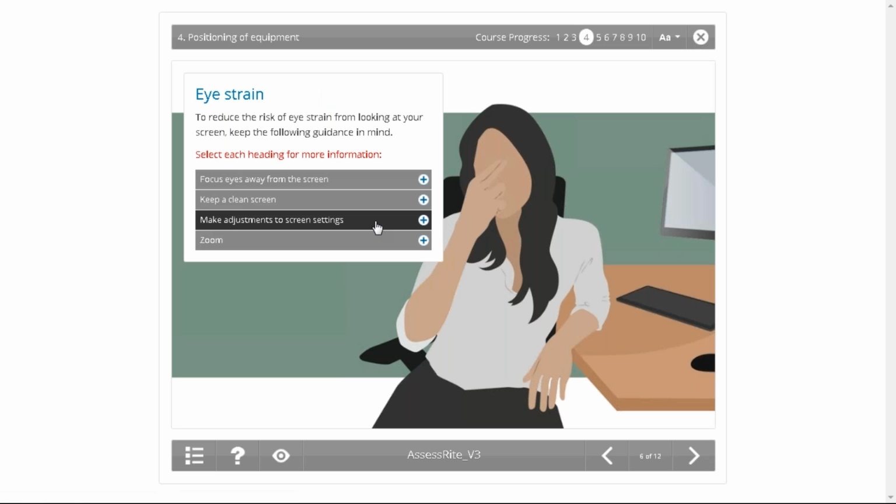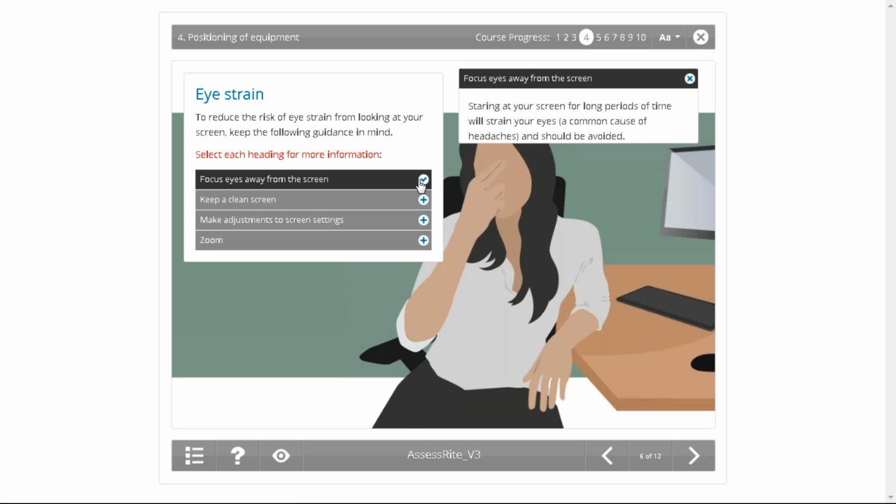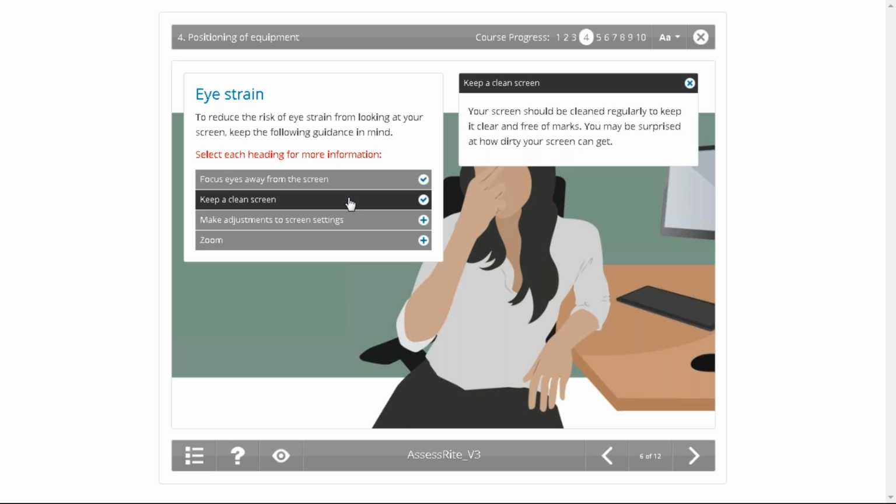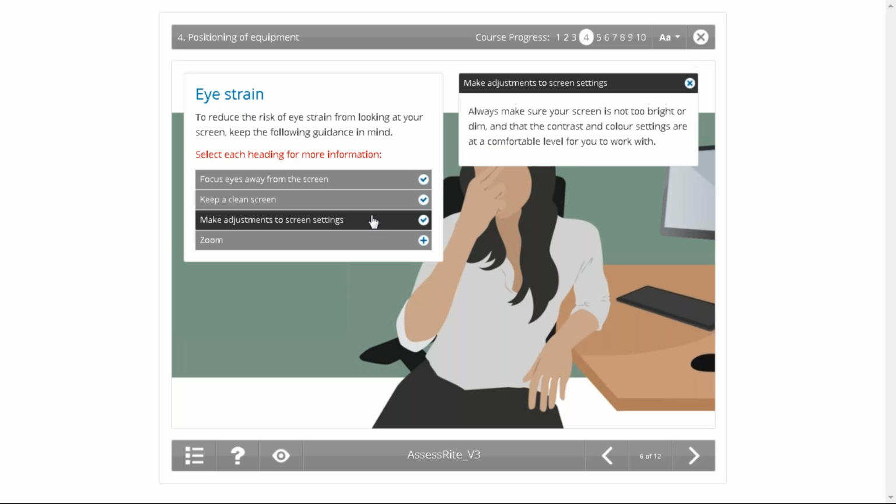Eye strain. To reduce the risk of eye strain from looking at your screen, keep the following guidance in mind. Staring at your screen for long periods of time will strain your eyes. It's a common cause of headaches and should be avoided. Looking away from the screen regularly will help reduce eye strain. And keep a clean screen. Your screen should be cleaned regularly to keep it clear and free of marks. You might be surprised how dirty your screen can get, so give it a wipe.